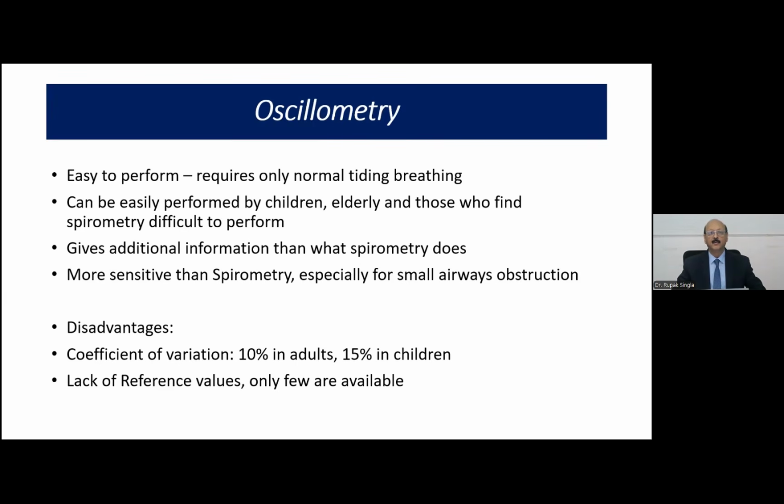However, there are some disadvantages. In oscillometry, a coefficient of variation of up to 10% in adults and up to 15% in children is acceptable, while in spirometry we accept only up to 3%. And there is also a lack of reference values. Only a few reference values are available. So that is another constraint with oscillometry.